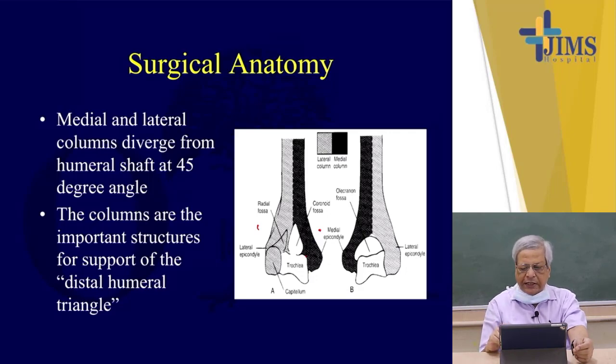So once again, this is trochlea, this is capitulum, this is trochlea, and this is the lateral epicondyle here and the medial epicondyle here. And this gap at the back, posteriorly, is the olecranon fossa, where the tip of the olecranon comes and meets.